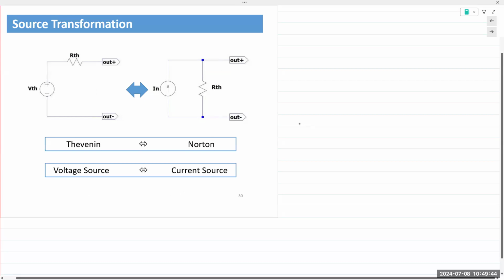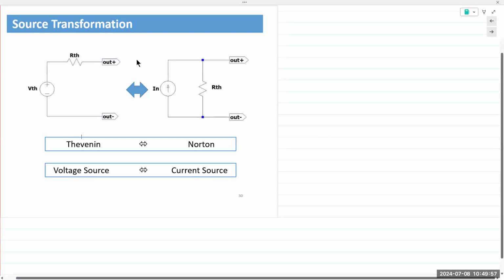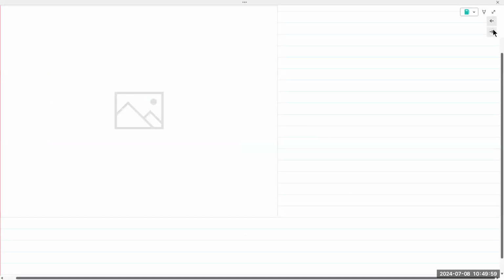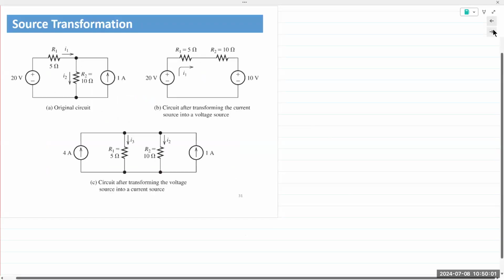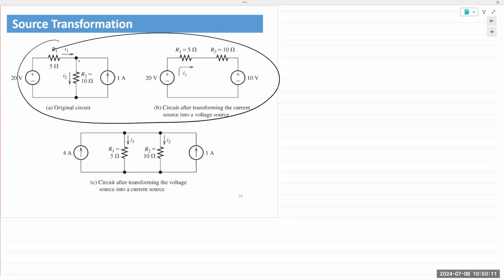And the tricky thing is that we have to keep these terminals in mind. The reason I avoid this is because it's very tricky when you have a large circuit and you're trying to transform a voltage and a current source. So I tend to avoid this technique. So I will show you what we can do with source transformation.